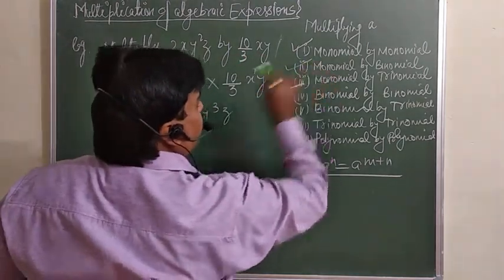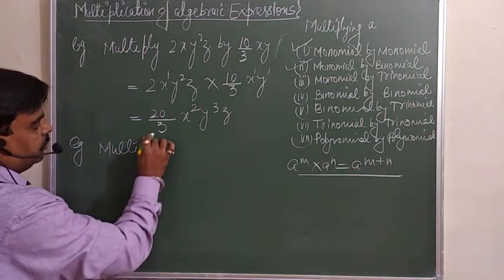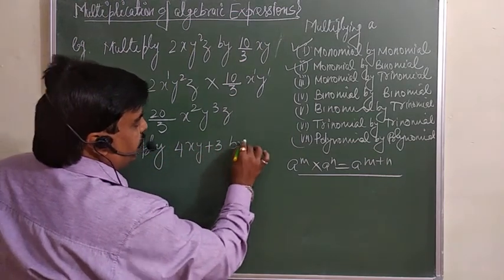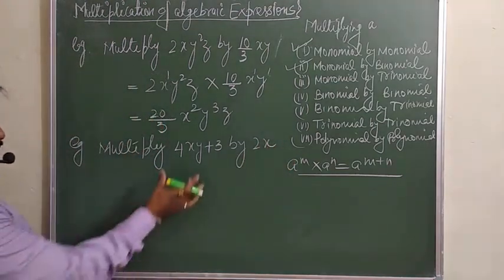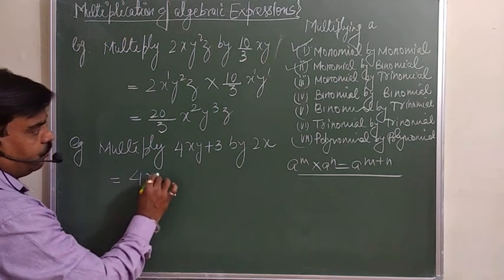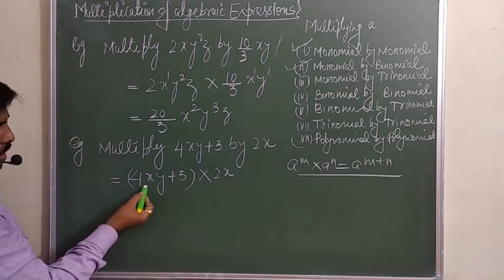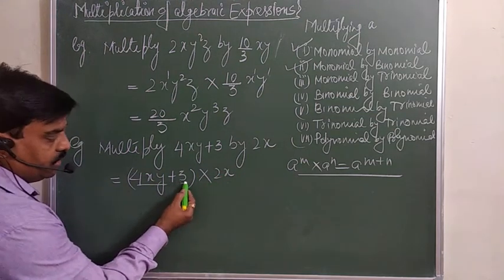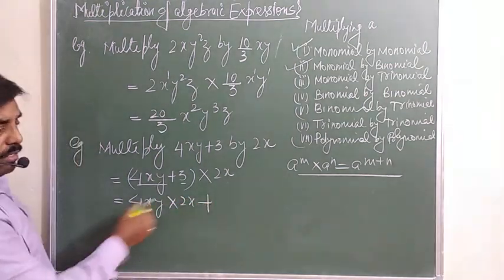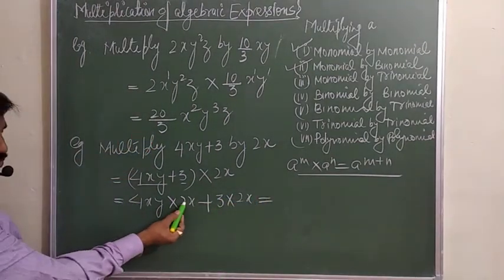Second is monomial by binomial. Suppose the question is to multiply 4xy plus 3, which is your binomial, by the monomial 2x. So write 4xy plus 3 into 2x. Now by this 2x we are supposed to multiply 4xy and 3 separately. So see what will happen: 4xy into 2x plus 3 into 2x.